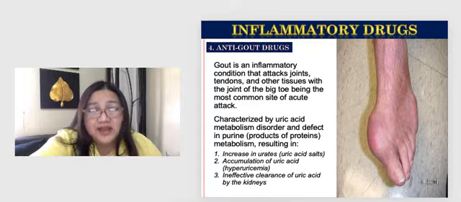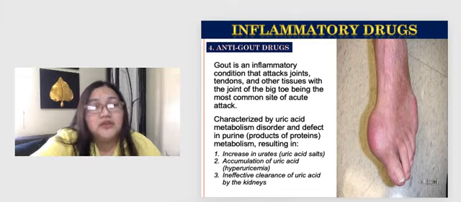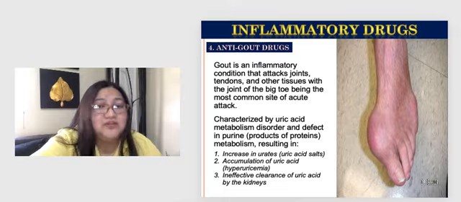Alright? Si gout, characterized siya by uric acid metabolism disorder and defect in purine metabolism. Purine is a product of protein. Okay? Na iba doon sa dahilan kung bakit merong RA. Pero rheumatoid arthritis and gout, yung dalawang sakit na yan, they both affect the joints which cause really moderate to severe pain once may attack. Pero again, magkaiba yung dahilan kung bakit merong inflammation ng joints.